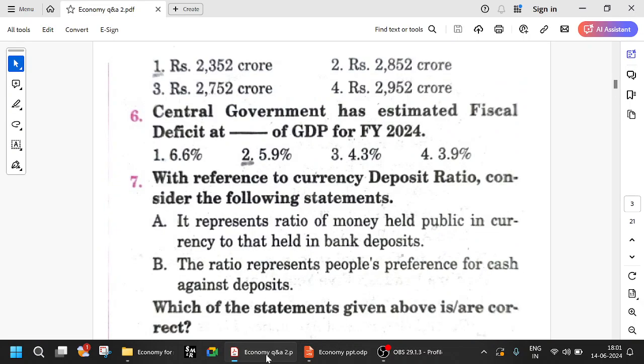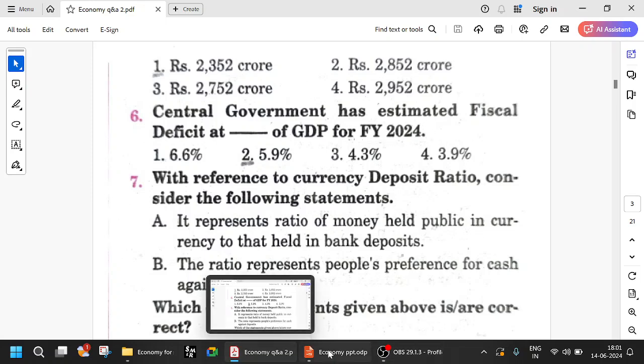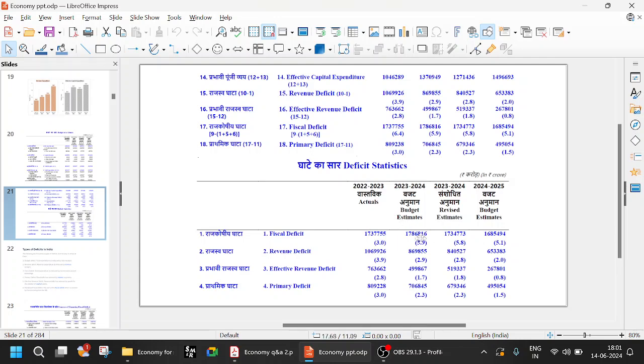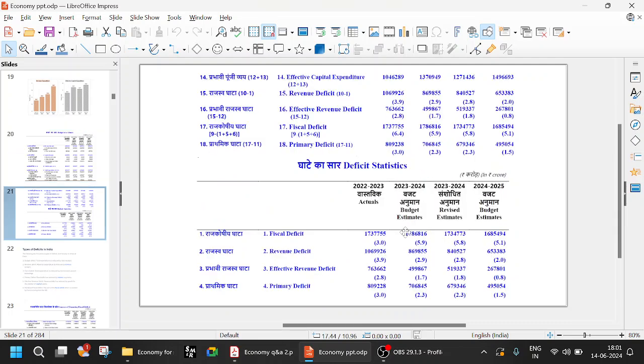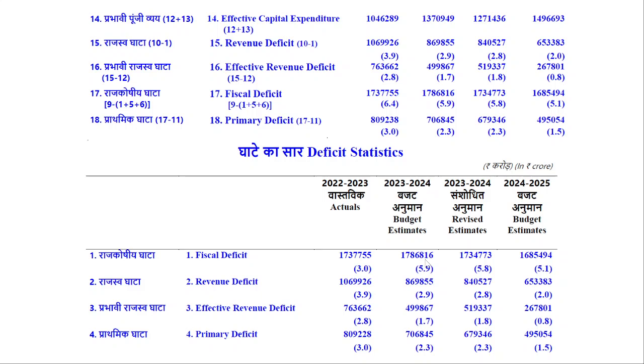Now, what is the question? The central government has estimated the fiscal deficit at, we are asking for fiscal year 2024. What is the deficit? So now let's go back. He's asking for 23-24, right? Not 24-25. He's asking for 23-24. For 23-24, see, it is 17.86 lakhs, which is 5.9% of the GDP. Okay, remember this. It is 5.9%. Currently, it is 5.1. So fiscal deficit has reduced, which is a good thing.